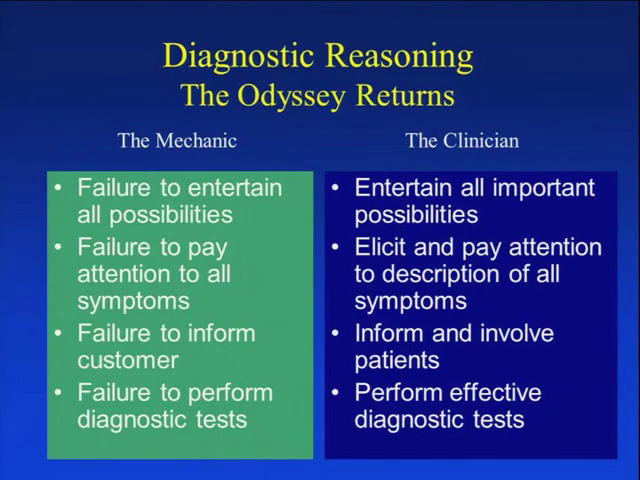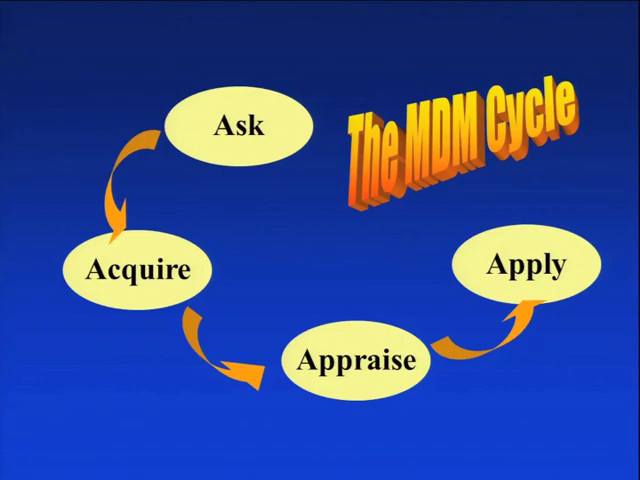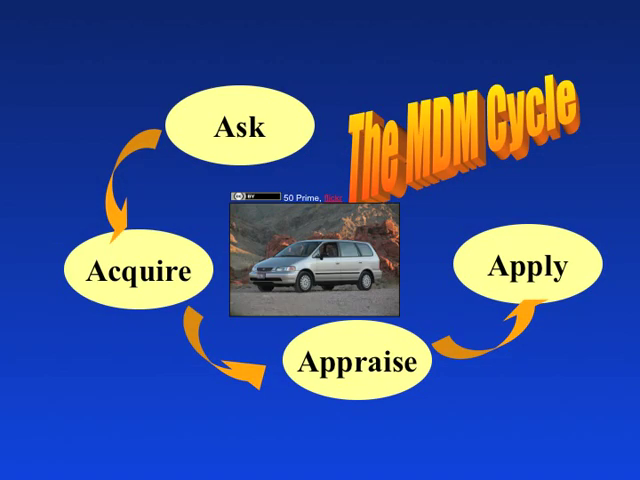Just like the mechanic that we touched on a couple of weeks ago made a lot of diagnostic errors, failing to entertain all possibilities or pay attention to all symptoms or inform the consumer or fail to perform all diagnostic tests. As the clinician, I would ask you to be the anti-mechanic. Think about all important possibilities. Pay attention to the description of all symptoms. Inform and involve our patients. And perform effective diagnostic tests in the right situation. If you do that, then all 4 steps of the medical decision-making cycle will come together, and your Odyssey will be completed.